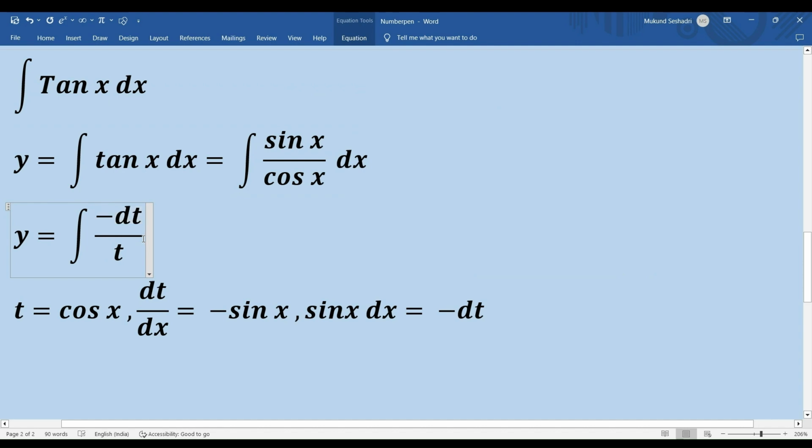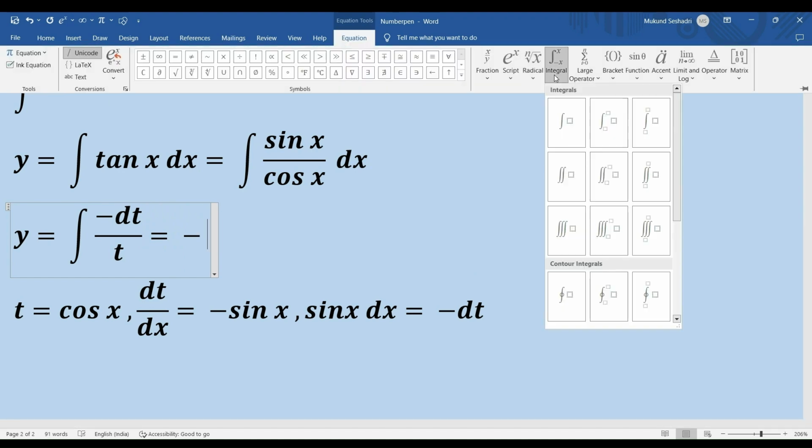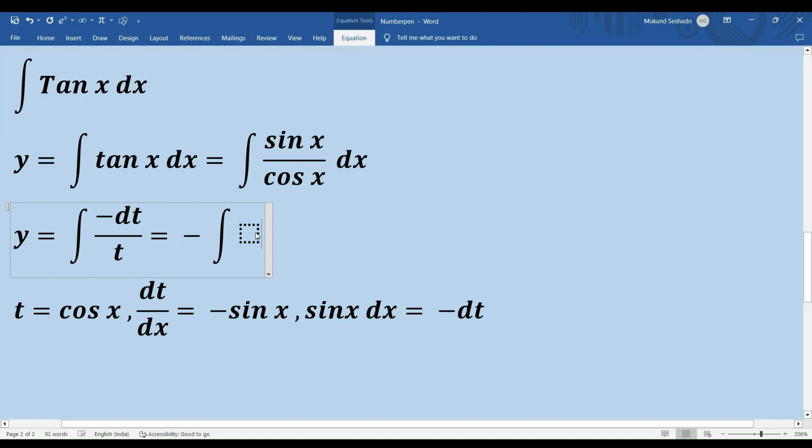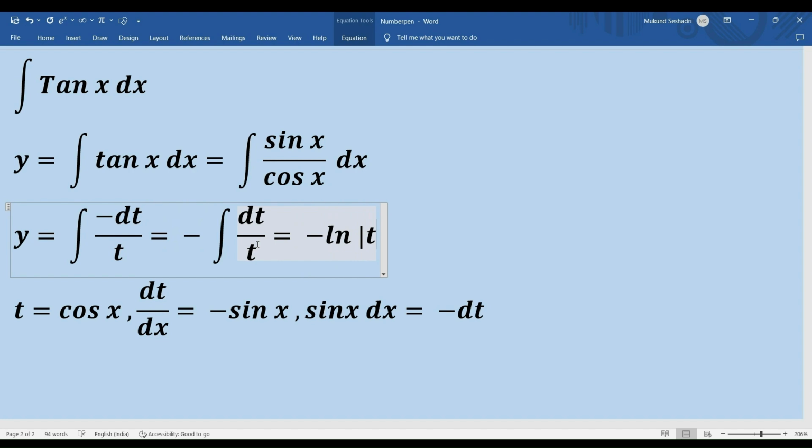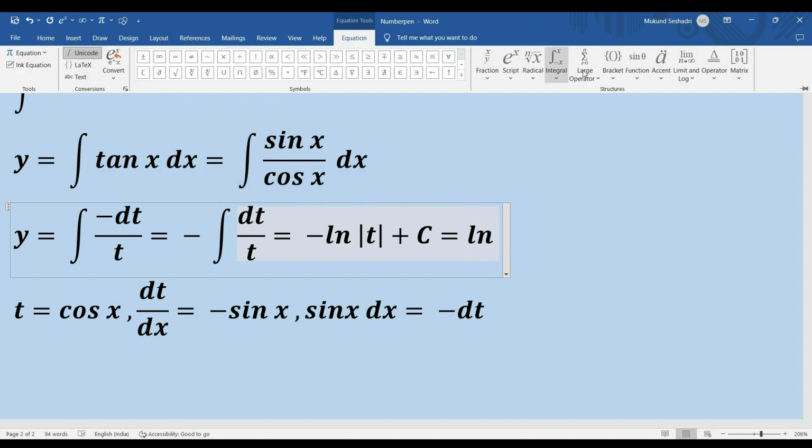Now this is not something very difficult. We have solved many such problems in the past. I'm going to pull out the minus sign out of the integral. Minus of my y becomes minus of integral of dt by t, which is nothing but minus of ln of mod t plus c, right? And if I take my minus sign into the ln, what is it that I will get? I will get a ln of 1 by mod t plus c, right?